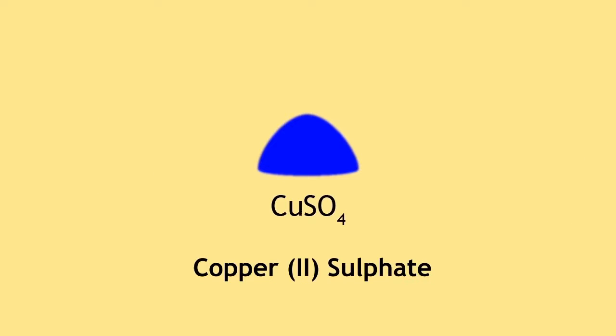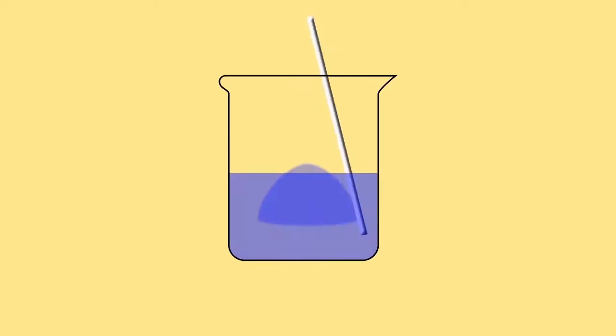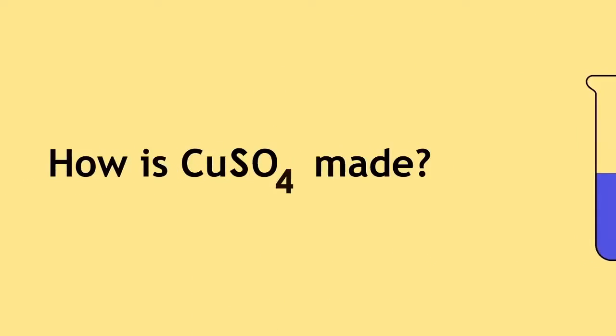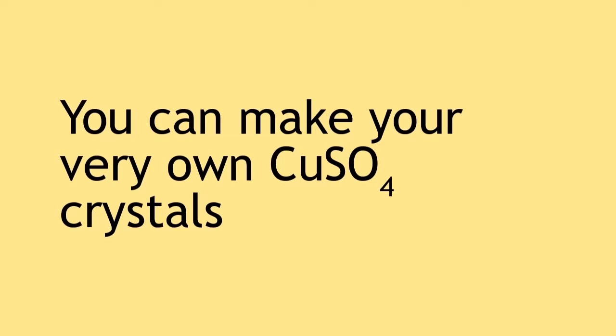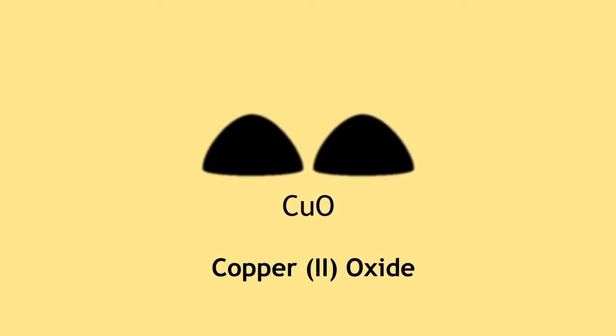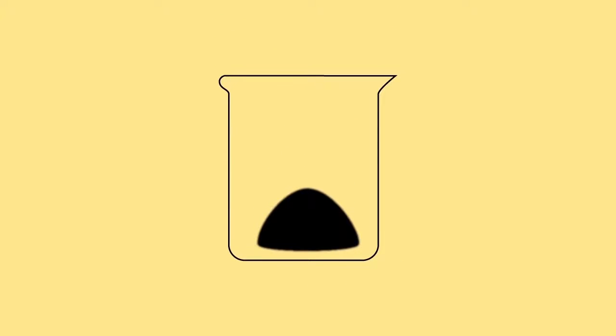You have likely encountered copper 2 sulfate either as crystals or in solution, but have you ever wondered how it is made? Did you know that you can make your very own copper 2 sulfate crystals? Add 2 scoopfuls of copper 2 oxide, which is a black powder, into a beaker. Then add sulfuric acid so that all of the copper 2 oxide powder is covered and a bit more. Mix with a glass rod.